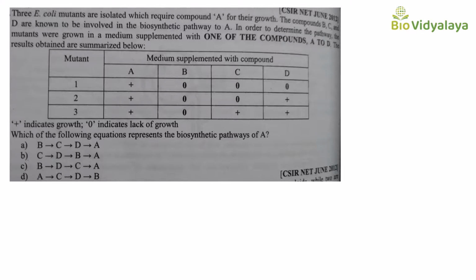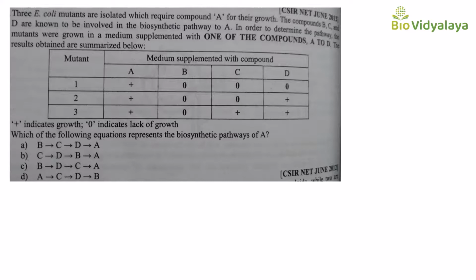Three E. coli mutants are isolated which require compound A for their growth. The compounds B, C and D are known to be involved in the biosynthetic pathway to A. In order to determine the pathway, the mutants were grown in a medium supplemented with one of the compounds A to D. The results obtained are summarized below.